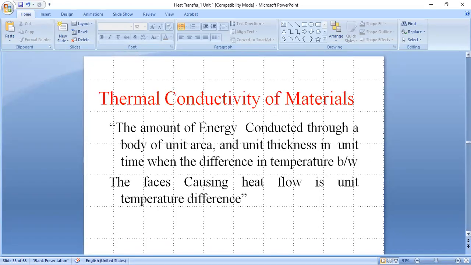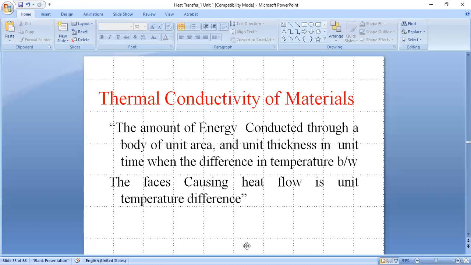Thermal conductivity of materials. The amount of energy conducted through a body of unit area and unit thickness in unit time when the difference in temperature between the faces causing heat flow is unit temperature difference. That is called thermal conductivity.